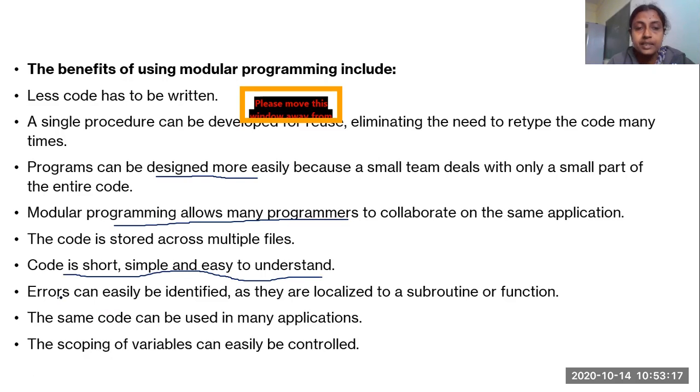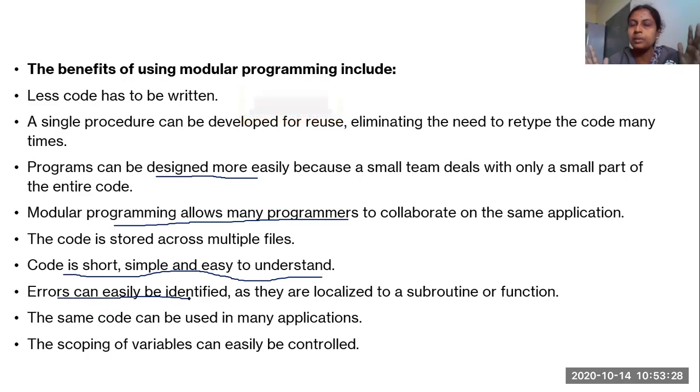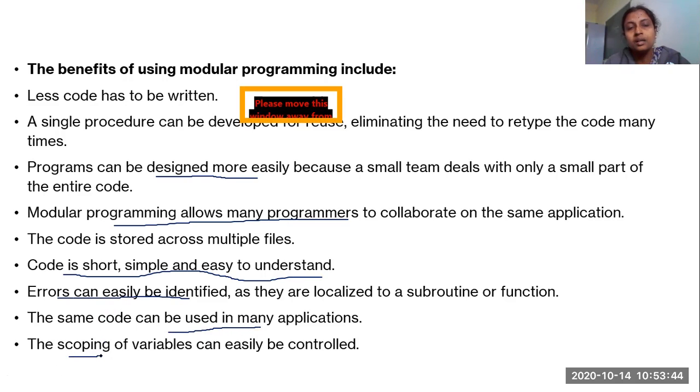Errors can be easily identified and they can be localized to the subroutine. So that is another major advantage of modular programming. Instead of having a big program and trying to find the error in the coding, if it is a small program, we will know where the error has happened. Correcting is very simple. Same code can be used in many applications. That is also one of the features. And scoping of variables can be easily controlled.